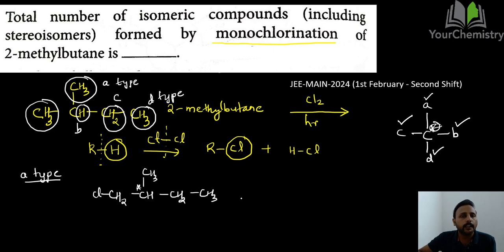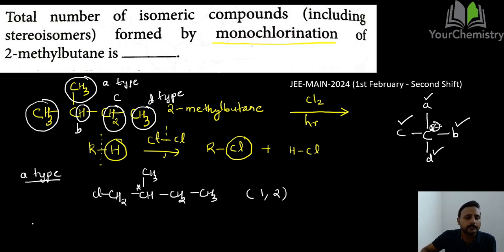What is the point I want to say, that the number of compounds or contributions from this particular structure will be 2. Able to understand? There will be 2 structures coming from this particular compound because this carbon is chiral. So this compound exists in 2 forms. I hope it is clear.